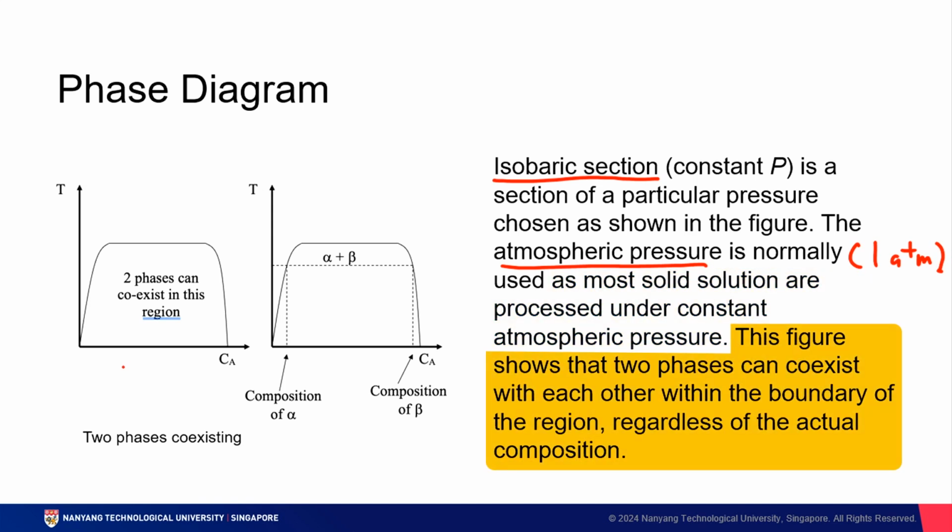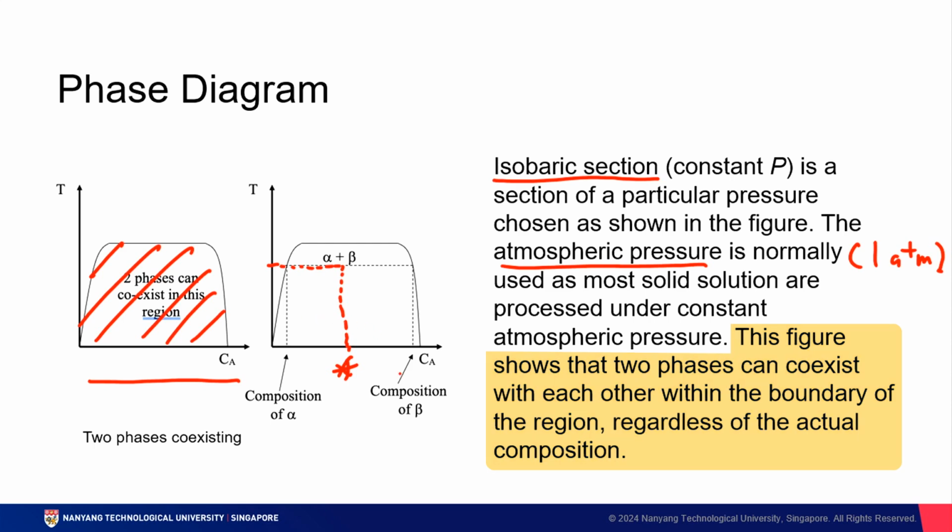So this figure over here shows that the two phases can coexist within this defined region at the following temperatures. So this graph is saying the exact same thing. The composition of alpha and beta can vary according to the temperature, but they can exist in equilibrium within this entire region.